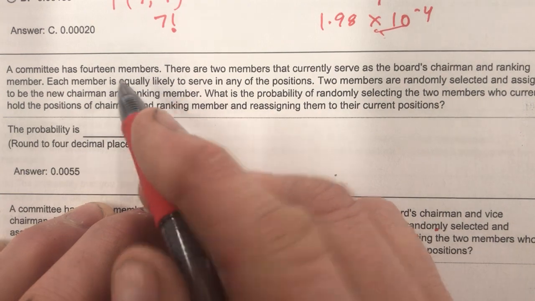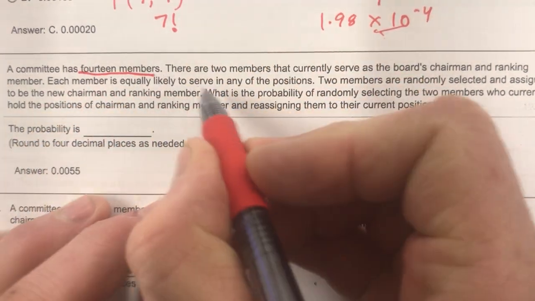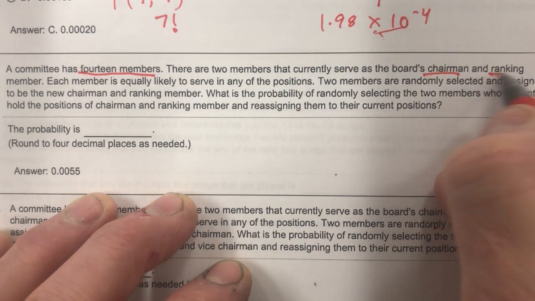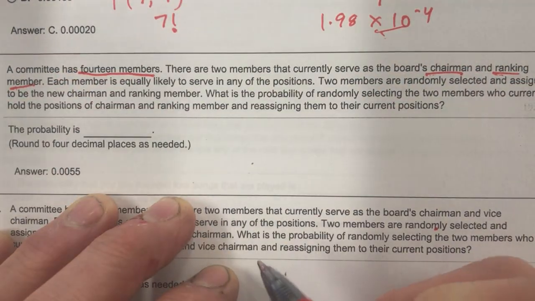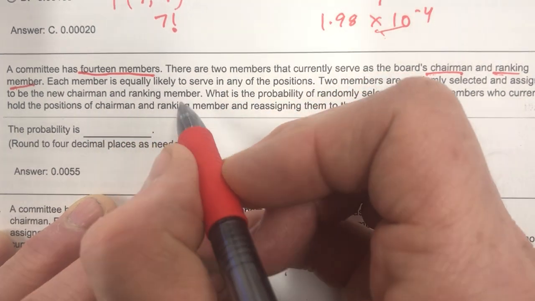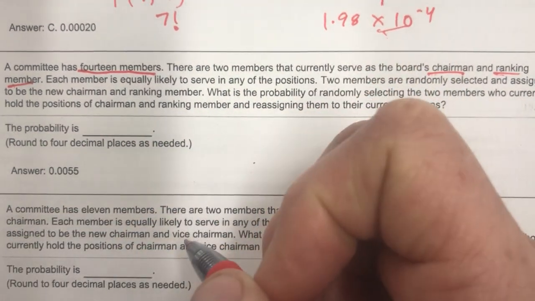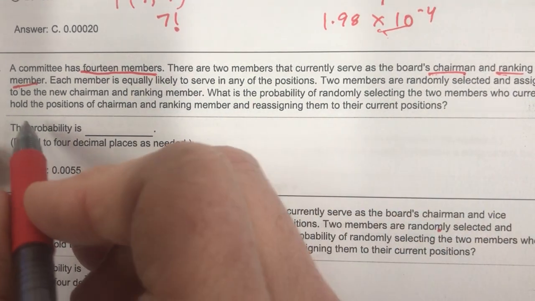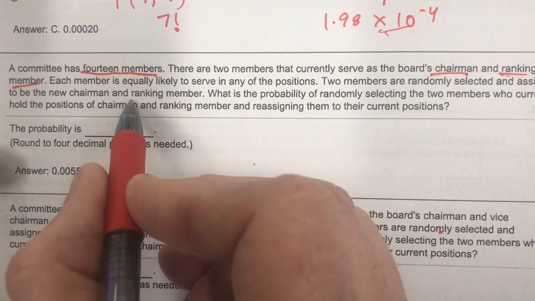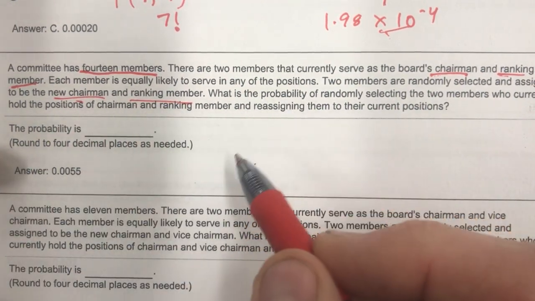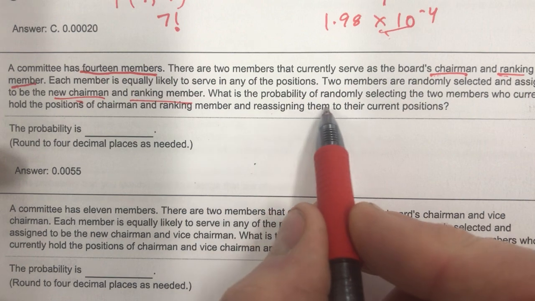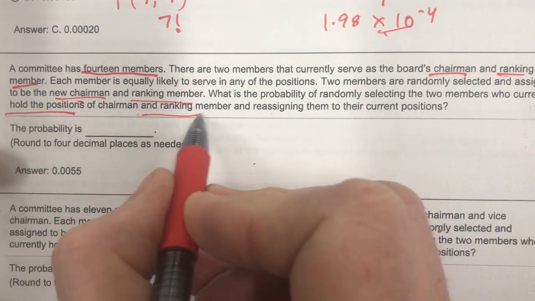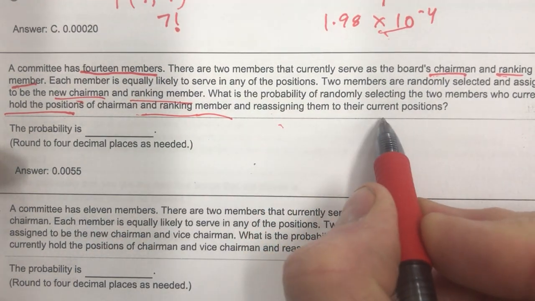Okay, a committee has 14 members. There are 2 members that currently serve as the board's chairman and ranking member. Each member is equally likely to serve in any of the positions. 2 members are randomly selected and assigned to be the new chairman and ranking member. So we're going to select 2 new ones. What's the probability of randomly selecting the 2 members who currently hold the positions of chairman and ranking member and reassigning them to their current positions?